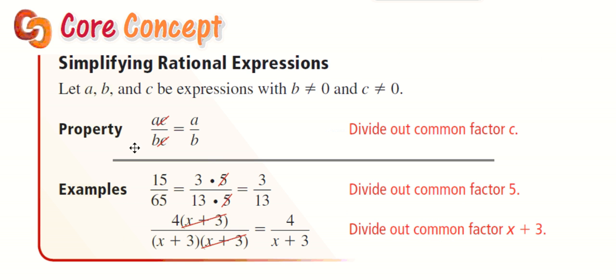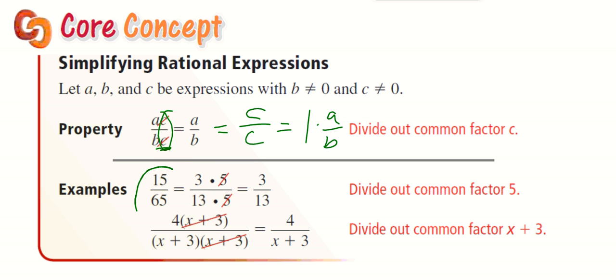So first, when we're thinking about rational expressions, we should remember when we're simplifying them, we're looking for common terms. So here in this example, it's c, that they are factorable, and we're going to divide out that common factor, because anything divided by itself is 1. And so 1 times a over b is a over b. So you're going to divide out that common factor.